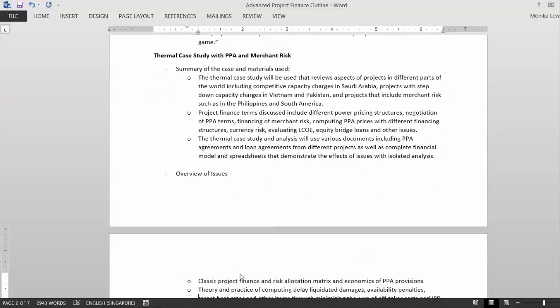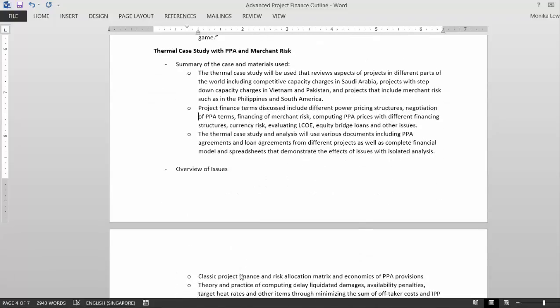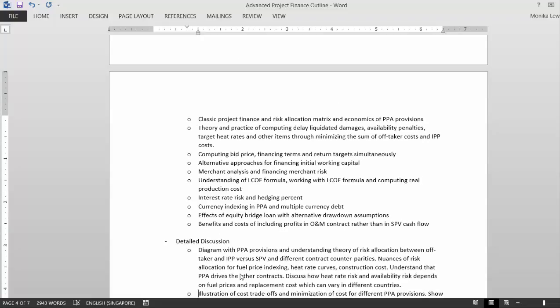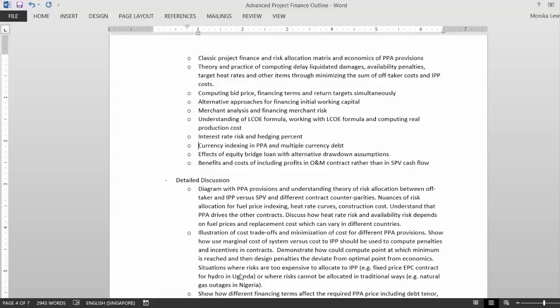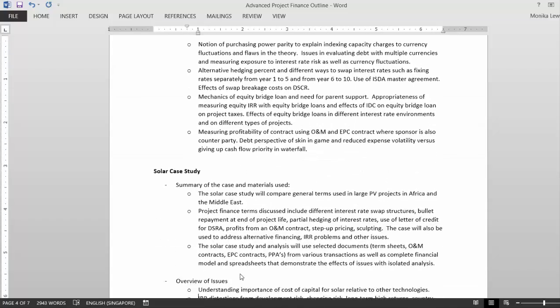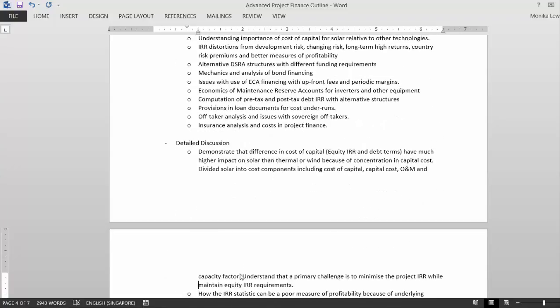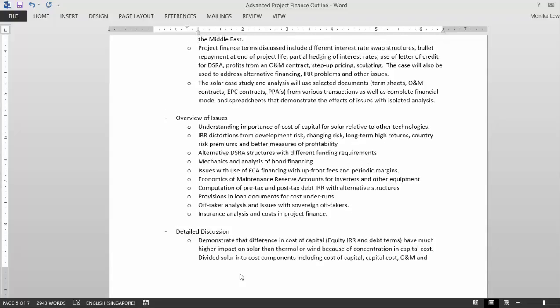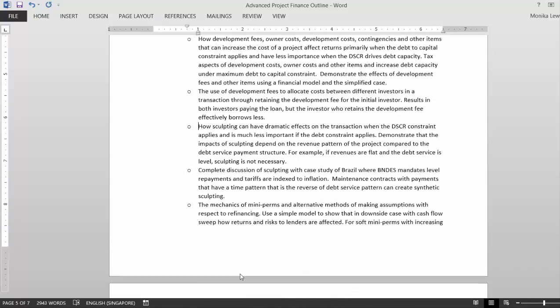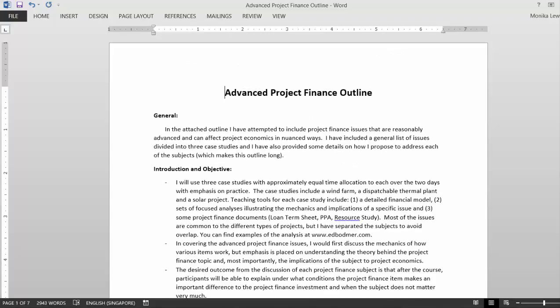And then what happens in a merchant case? How do we compute bid prices, LCOEs? What should we do about interest rate hedging? What happens if we change the EC, DSCR? What happens if we use upfront fees instead of credit spreads? All these kinds of things. What are the tax effects of all this business? So that's the question: how do I do this?